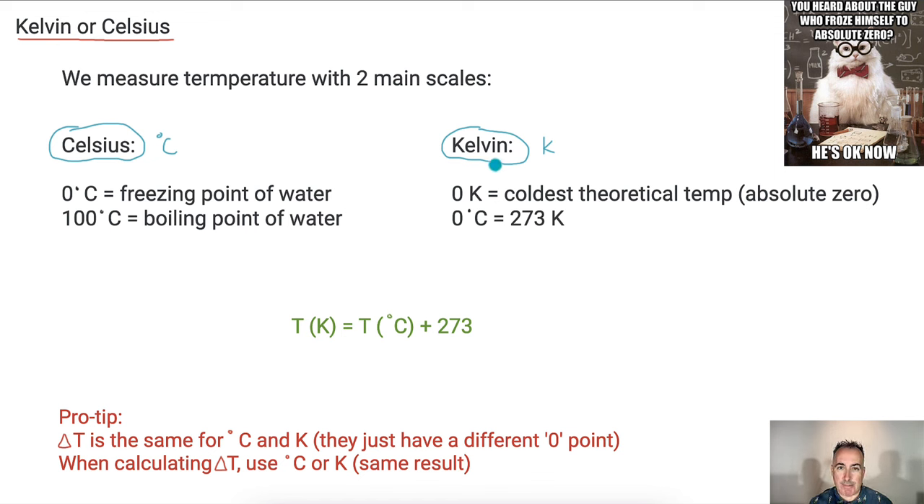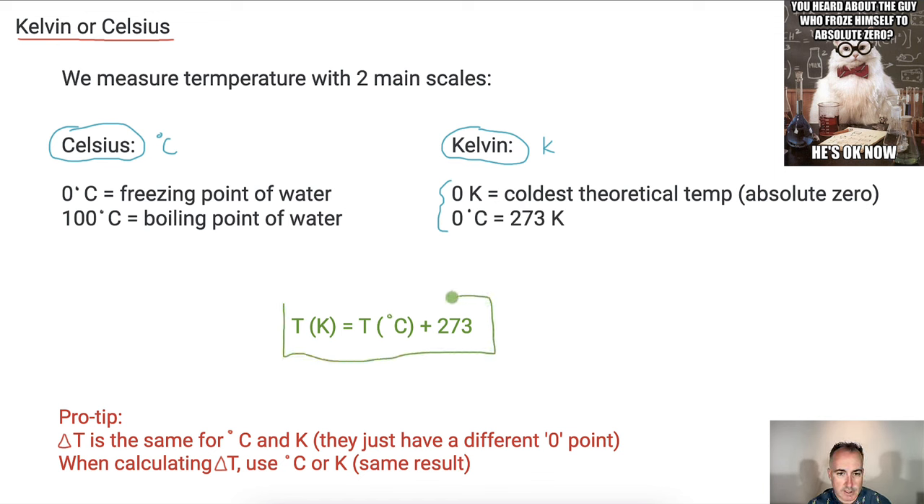They go up by the same amount, it's just that Kelvin has a different zero, a different place. You can go negative in Celsius for sure, but you can't go negative in Kelvin. The idea was they would set 0 Kelvin as the coldest theoretical temperature you could have. It's called absolute zero for a reason. If you want a conversion factor, then 0 degrees Celsius is 273 Kelvin. It's actually got a decimal point there, but at least in the IB, we're okay with just saying 273. And good news for you, your data booklet has this, so you don't have to memorize it.